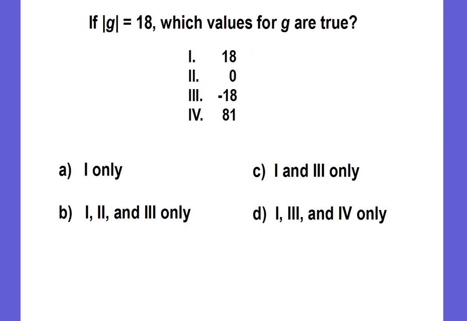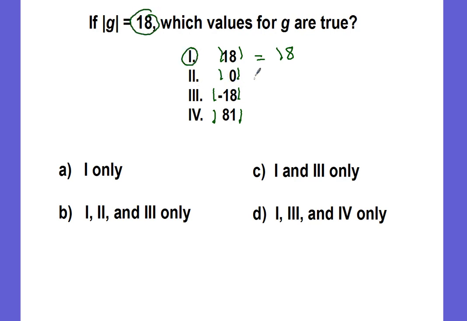So let's try some different examples. If the absolute value of g equals 18, which values for g are true? So we want to know which absolute value will equal 18. So let's go through them. What is the absolute value of 18? It's 18. That's what we want. So we know number 1 is true.